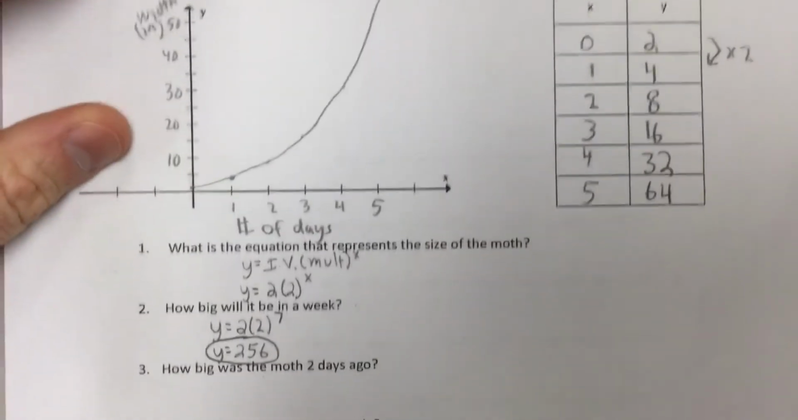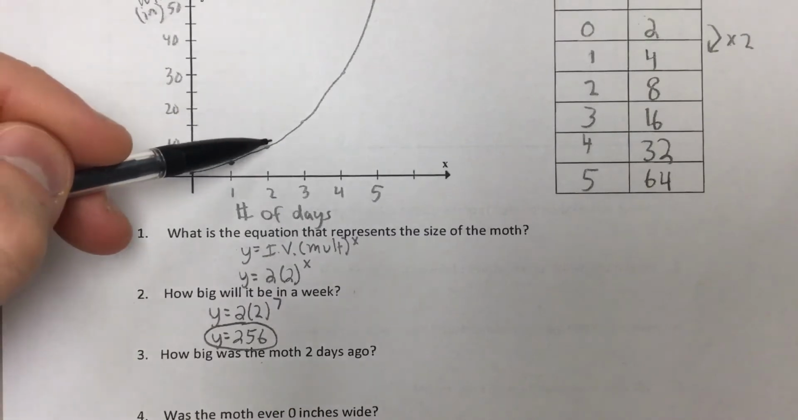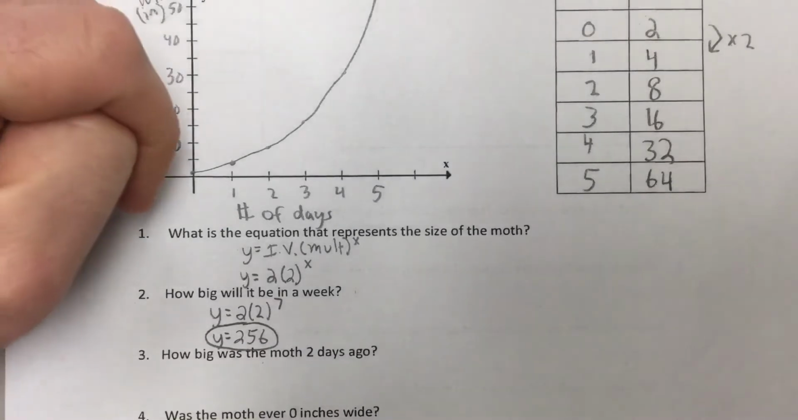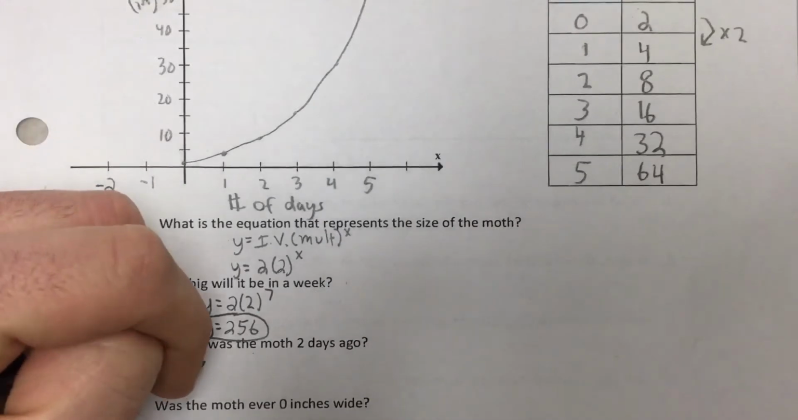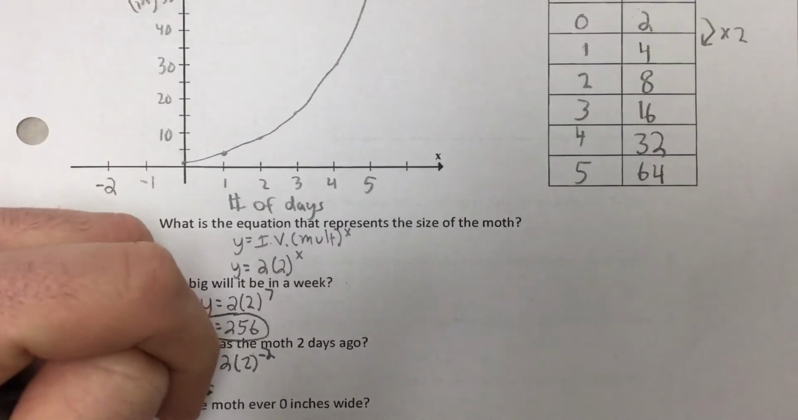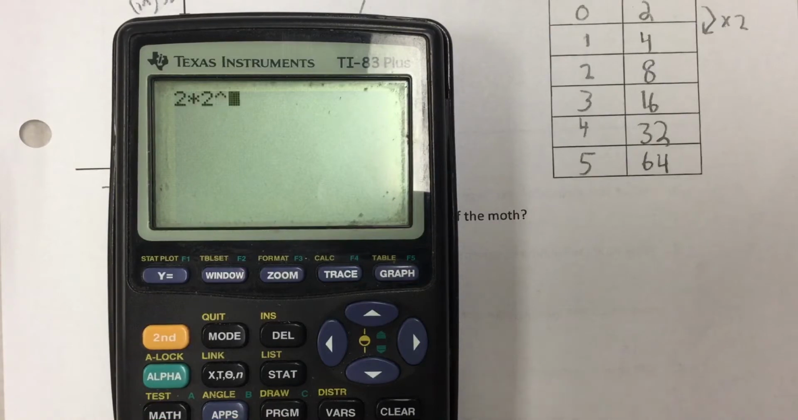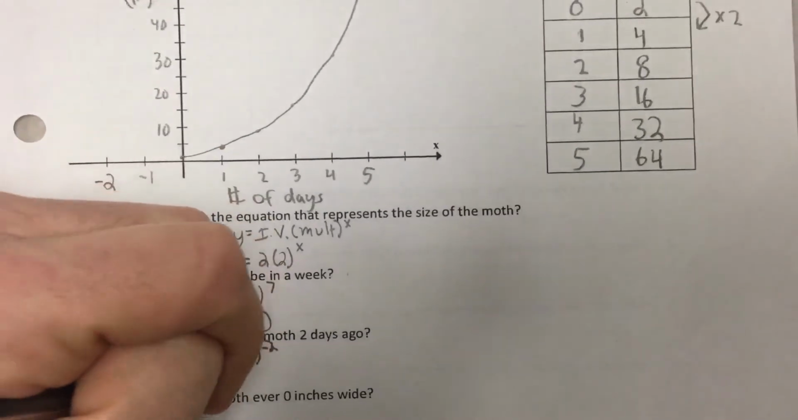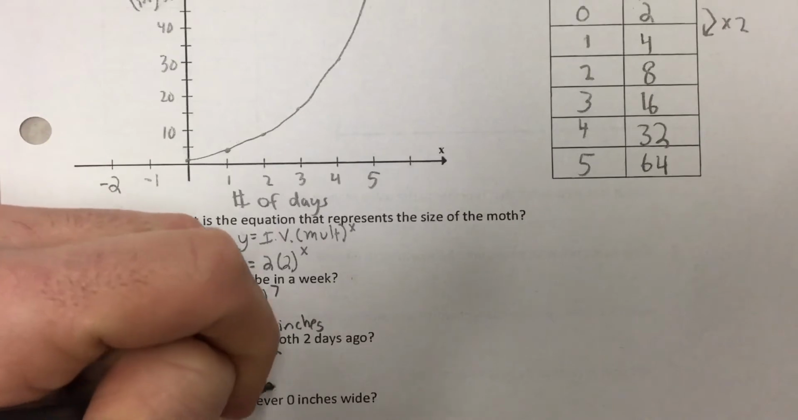If we're figuring out now how big was the moth 2 days ago, so remember, as we went forward, that's how many days we've owned it. If we're talking about 2 days in the past, we're going to have to go back here. And if we go back 2 days, that means we're actually plugging in -2. So I'd be doing y equals 2 times 2 to the -2nd. When I type that in, 2 times 2, exponent here, -2nd, I get 0.5. So it's 0.5 inches. And this should also have inches with it. 0.5 inches.